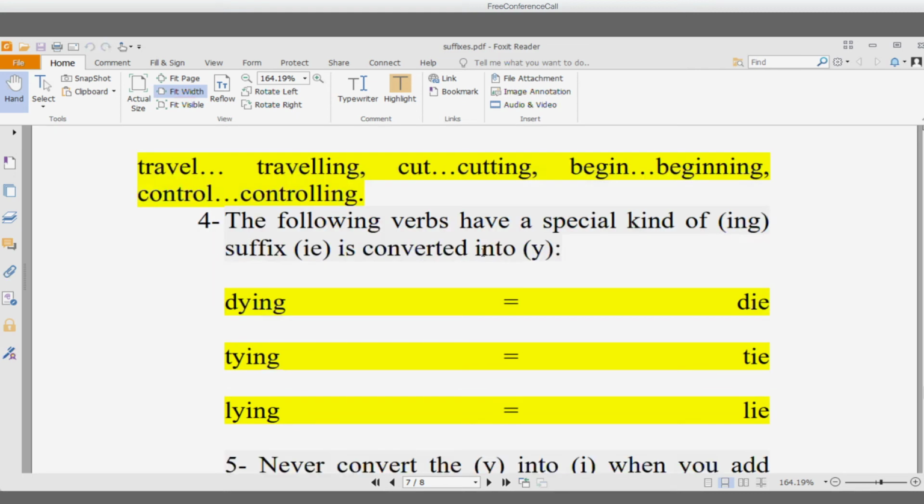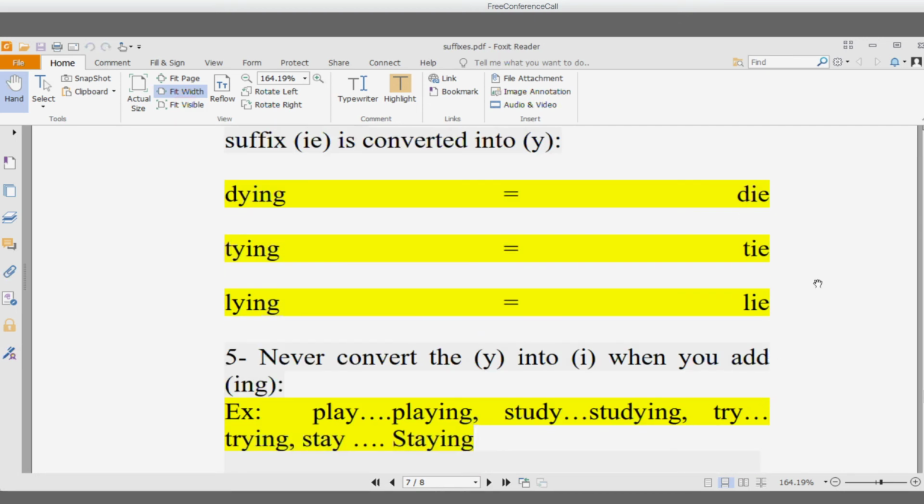The following verbs have a special kind of ing suffix. IE is converted into Y. These three verbs, which are die, tie, and lie, have a special kind of ing suffix. In these verbs, we convert the IE at the end of the word into Y and then we add ing. For example, die, dying, tie, tying, lie, lying.